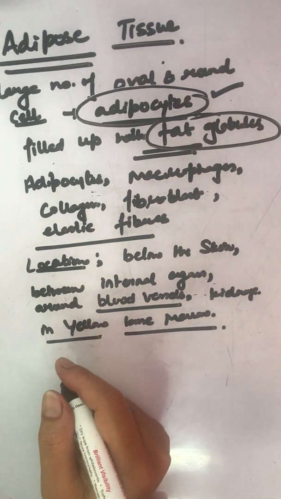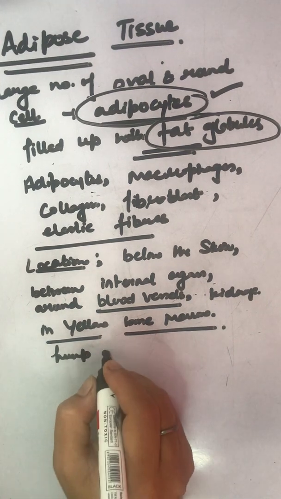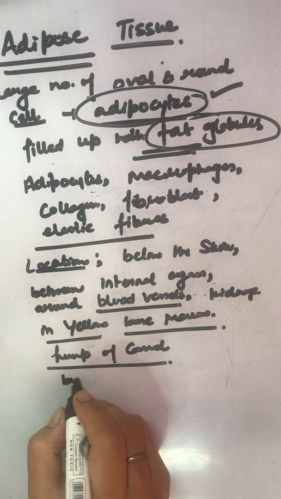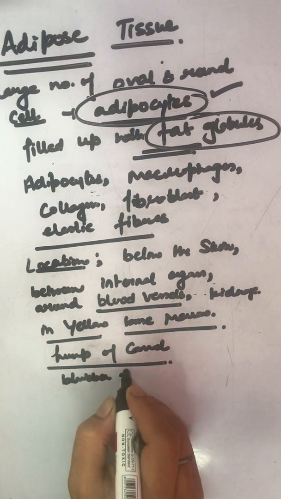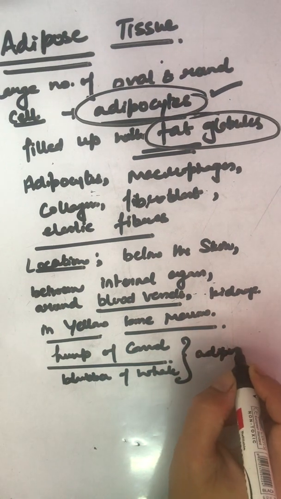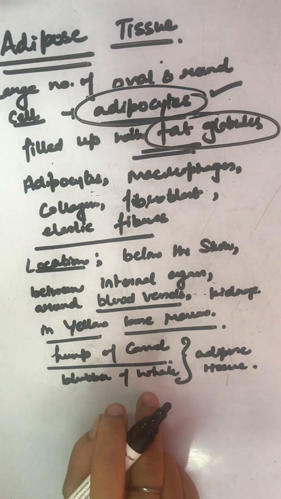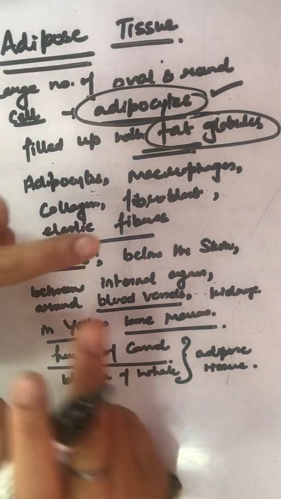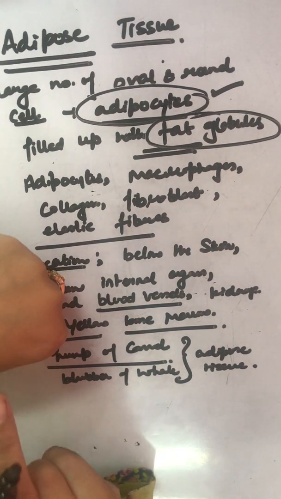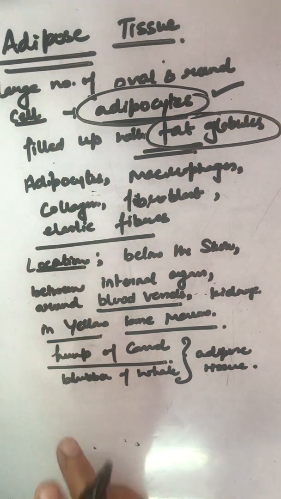Let me recollect a beautiful example. Are you aware of the hump of camel? Right? And blubber of whale? These two are formed of adipose tissue. Okay, this is under our skin, and it provides the shine to our skin. When it is present under the skin, it acts as an insulator layer also. It provides shine to our skin as well.